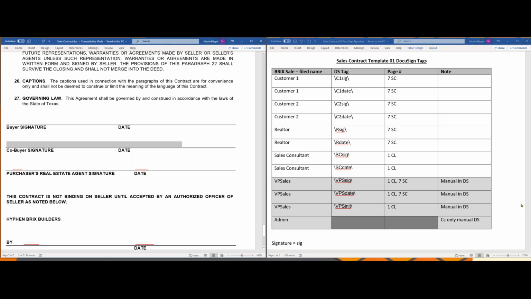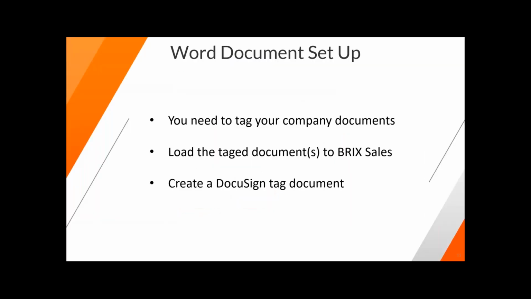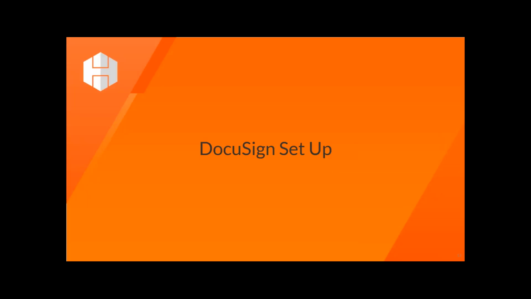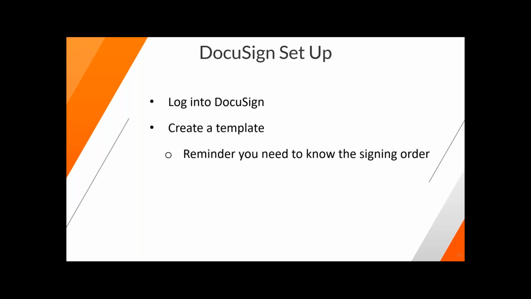All righty, so let's now go back over to, you know what, I think we'll need to open up Chrome again, and let's go back over to our list of things to do here. So DocuSign Set Up. So first we'll log into DocuSign, then we'll create a template together.